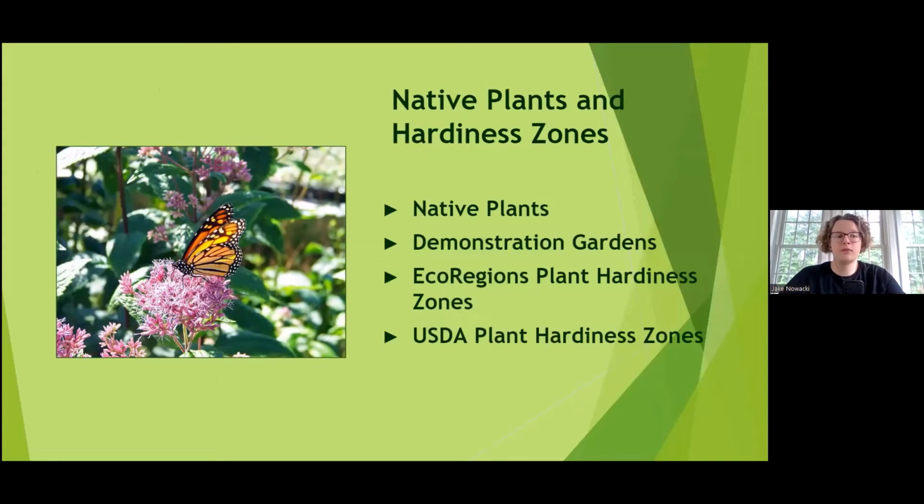One major group of all of these topics is the native plants and hardiness zones group. This includes different descriptions of native plants and where they can be found and grown. Additionally, there are some demonstration gardens. Ecoregion's plant and hardiness zones and the USDA plant hardiness zones are both found in this section, where you can find which plants are native to which regions and what kind of plants would thrive in each region.